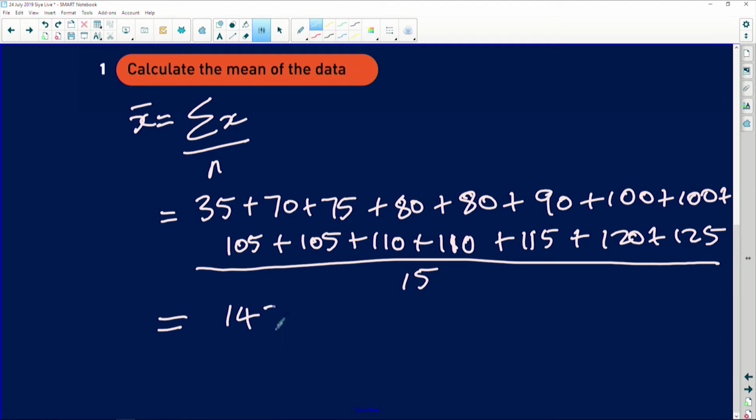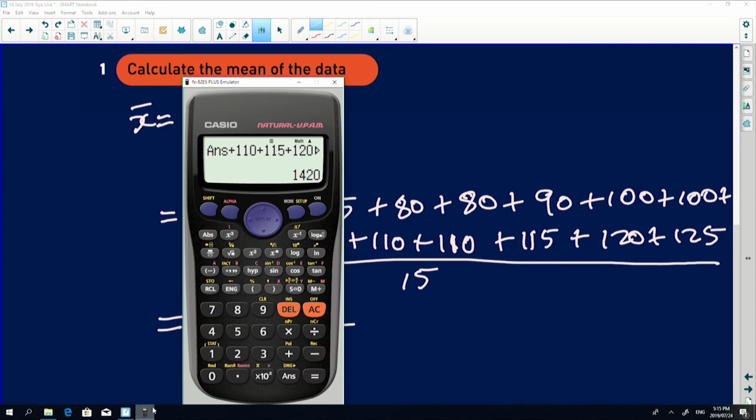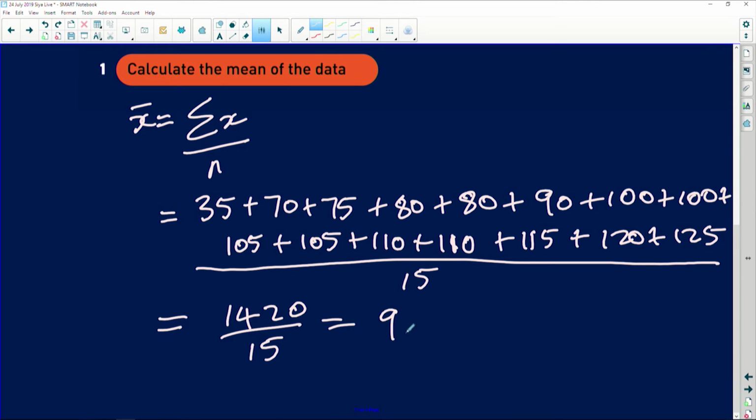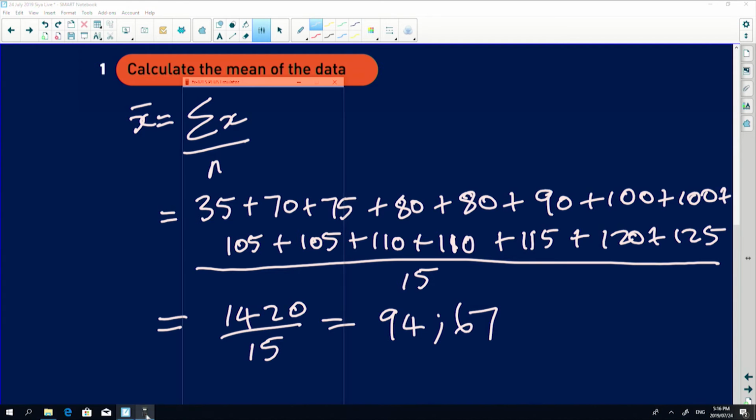So it will be 1420 divided by 15, which is equal to 94.67. Remember, you round off to 2 decimal places. Let's make sure that I wrote the correct number. Yes, that's what I have. So what I just did here, guys, was show you how to do it manually, but you can always press your calculator and use the stats option. That's what I'm going to do now to answer the subsequent questions, because they depend on what I'm doing on the calculator.